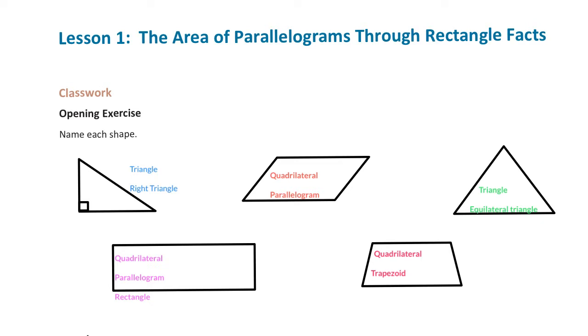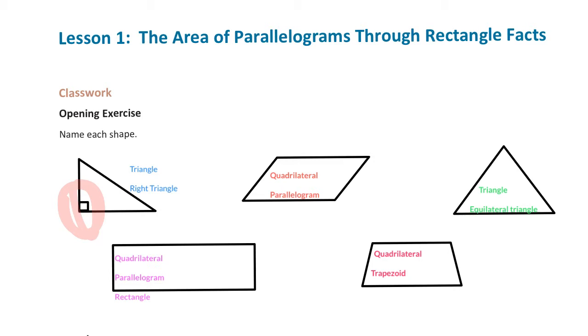The first figure is a triangle. It is a triangle because it has 3 sides. More specifically, it is a right triangle. It is a right triangle because this angle right here that I'm highlighting is a right angle. And we've talked about right angles. They're 90 degrees, and you always find that box inside it.